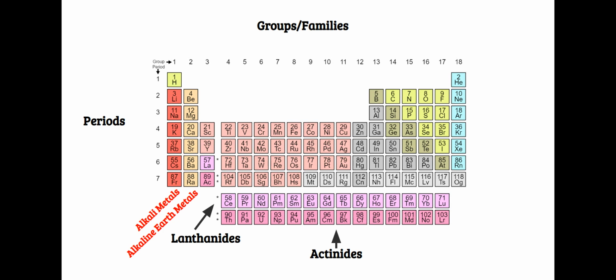In group 17, you have the halogens, and then group 18, you have the noble gases, which are unlikely to bond with other elements. And then in the middle, 4 through 12, we have our groups of metals called transition metals. These are your very stereotypical metals.